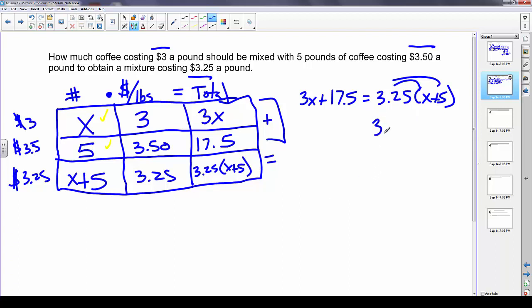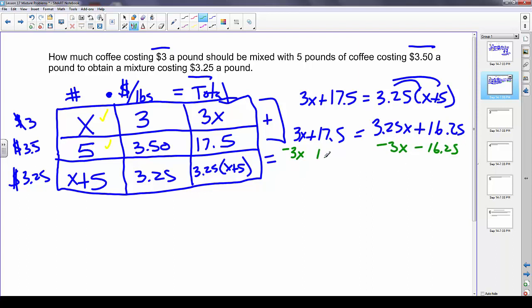So I have 3.25x plus 16.25 is going to equal 3x plus 17.5. Now, I've got a choice. I can either bring the 16 over or the 3x over. I can do them all in one shot if I really wanted to, so I'll subtract 3x here and 3x here. I'll subtract 16.25 here and 16.25 here.